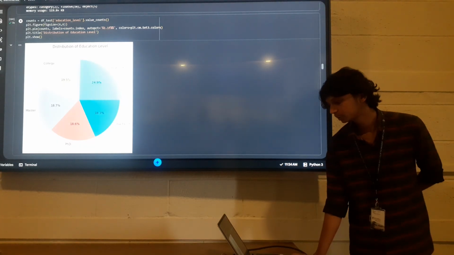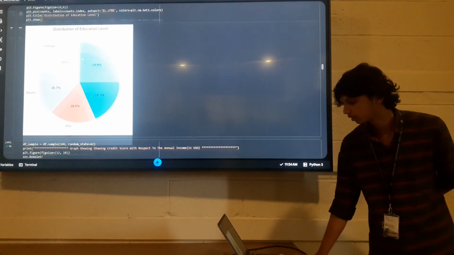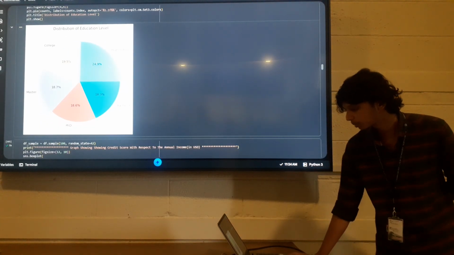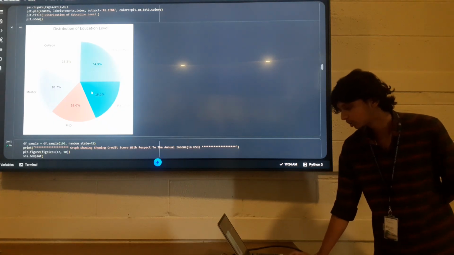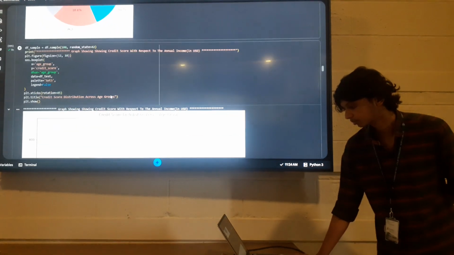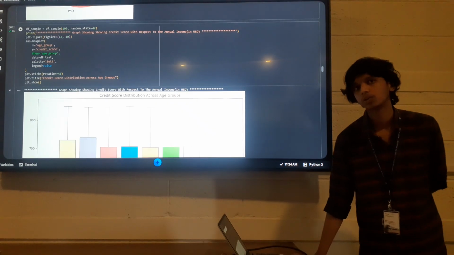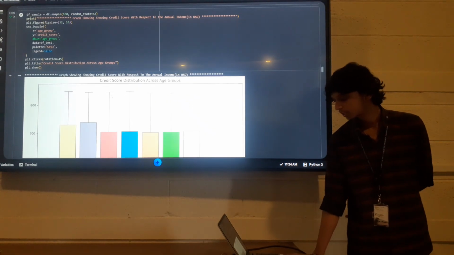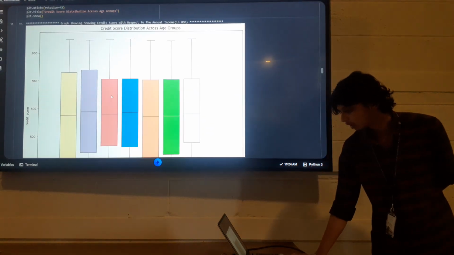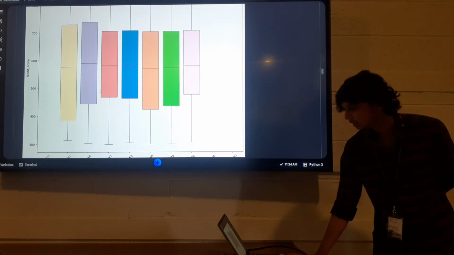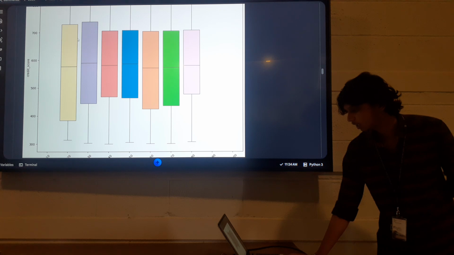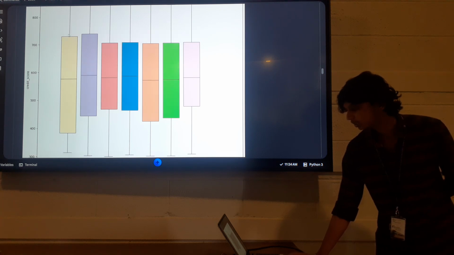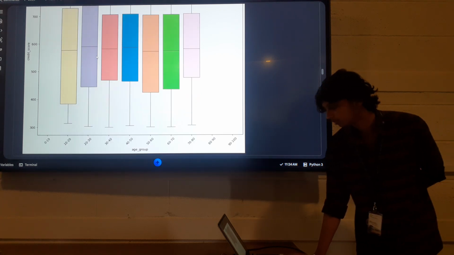Next, we have a pie chart of the distribution of education level, where we can see most of the people are from high school, and the least is bachelor. Next, we have a box plot of credit score across age groups, where we can see it has the highest range for 10 to 20, but the highest credit score for 20 to 30 people.